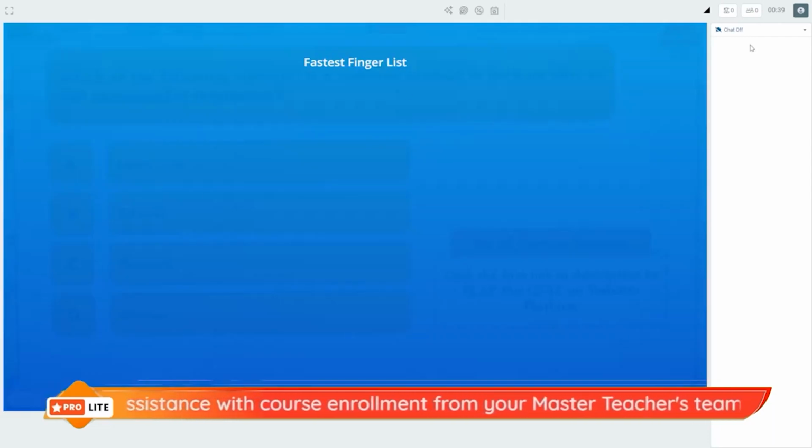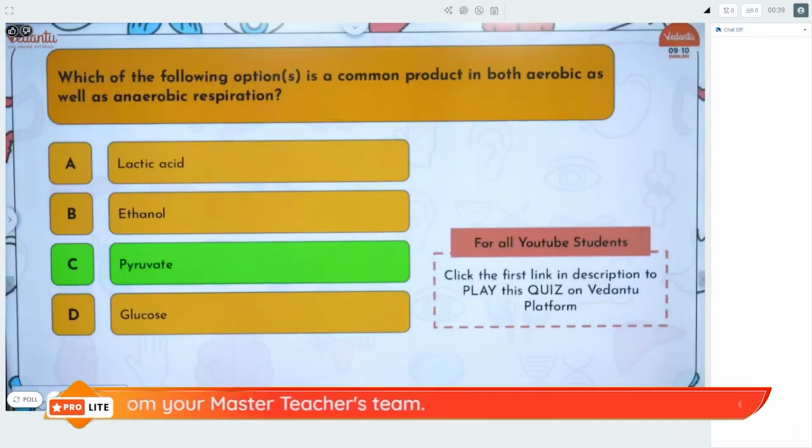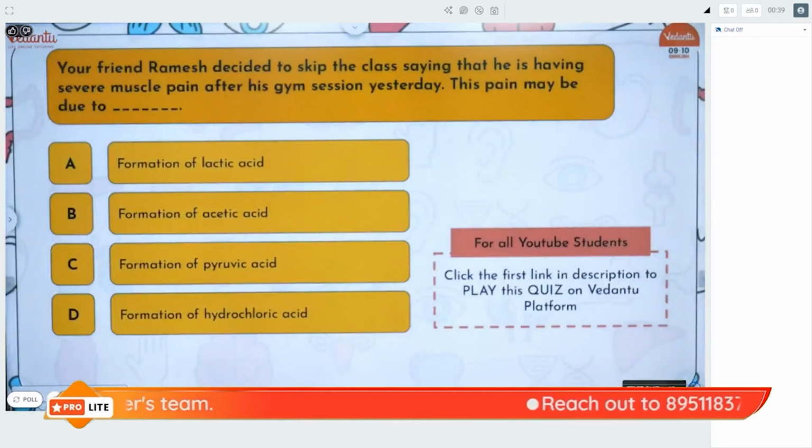Okay. And with this, we move on to the next question, which is again, this is pyruvate for sure. I know without a doubt it is pyruvate, the 3-carbon compound. The next question for you, which is again super easy.